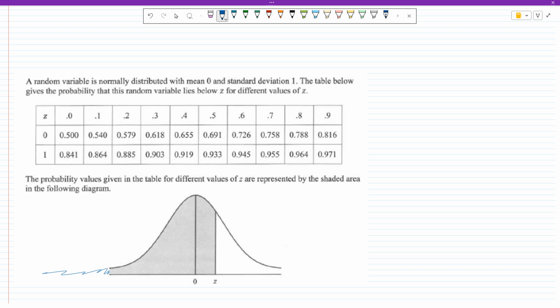Just note that this whole thing is going to be 50%. What you see right now is 50% because of the symmetry of the normal distribution. That whole thing is 50%. But anyway, to the left of z.